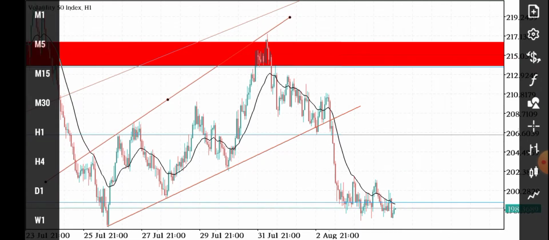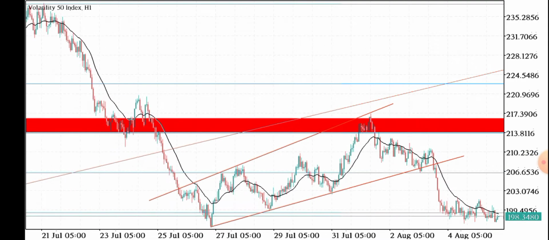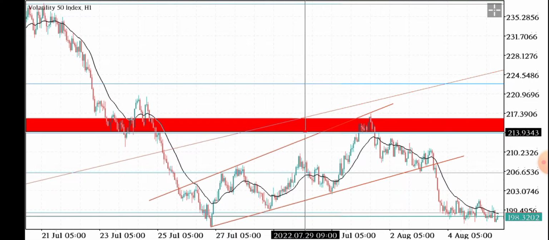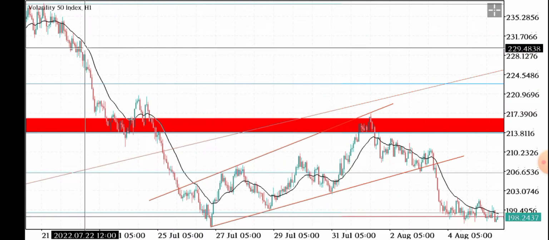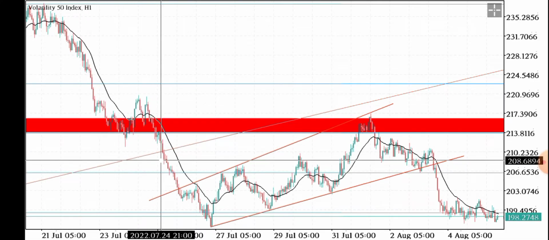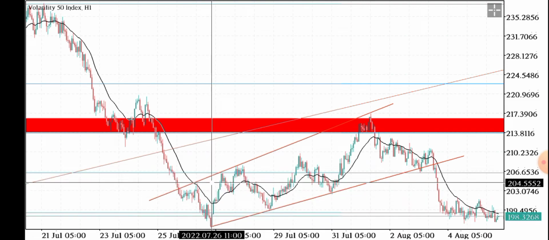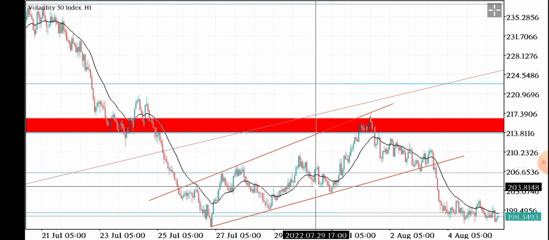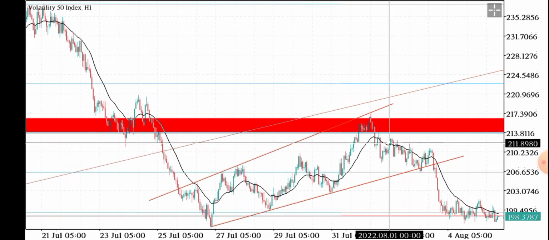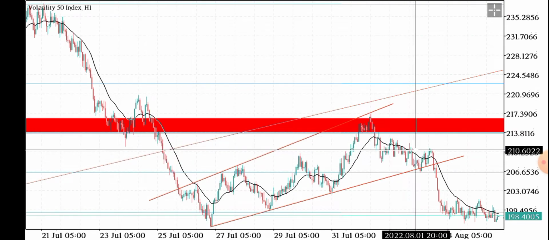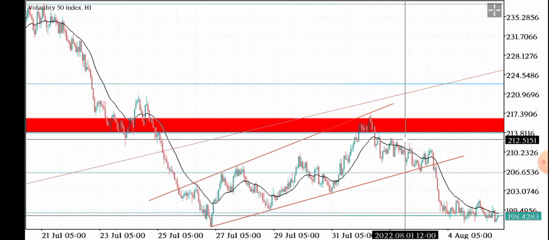So I said in the Telegram channel that VIX50 is in a consolidation phase. You can see that it has been selling, then when it gets here, it has been consolidating. You can see how it has been consolidating. So I said that Volatility 50 has been consolidating, and we should be looking for a breakout.